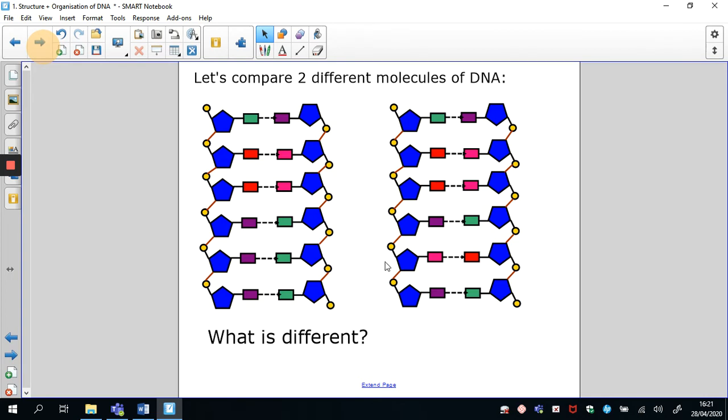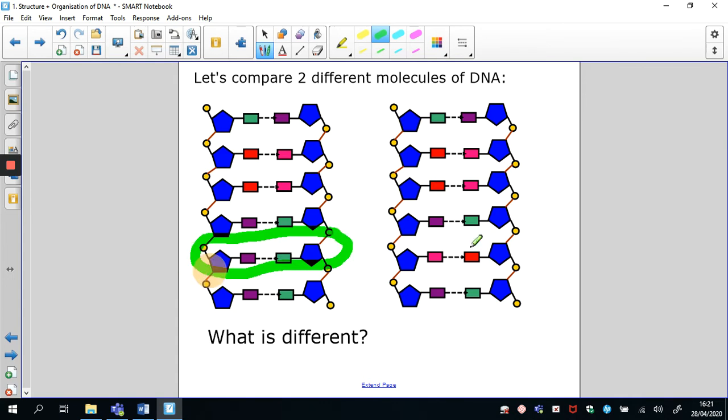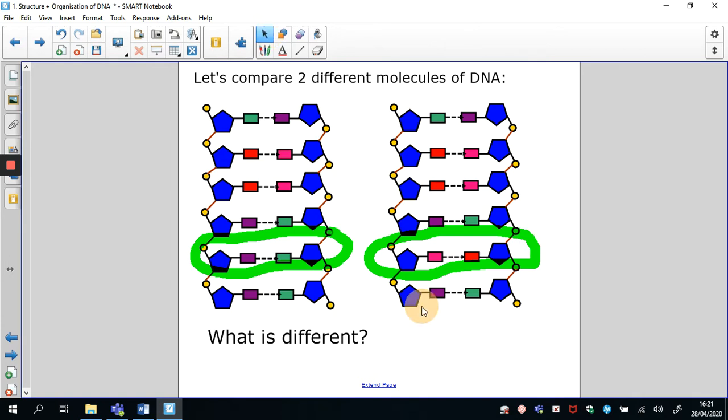So hopefully you have spotted that this bit is different for the molecules. What is different is these 2 bases, because that's the only thing that will change. The phosphate will stay the same, the sugar will stay the same. So these bases are different from these bases.